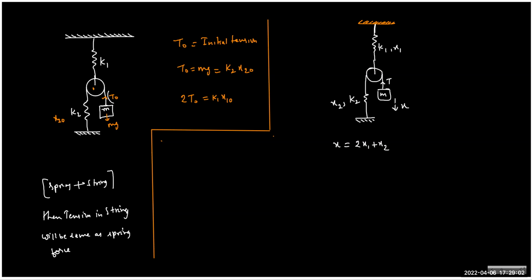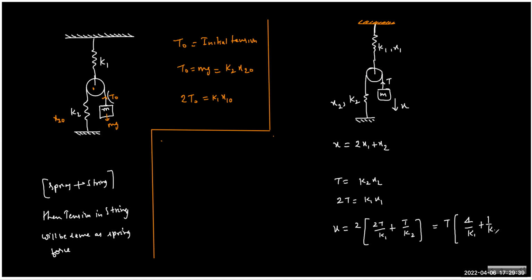Yes, sir. So if this is T, we can write T equals K2 X2 and 2T equals K1 X1, right? Now we can write X equals 2x1 plus x2, where x1 is 2T by K1 and x2 is T by K2. So this is how we get the relation. T we can take common: it is 4 by K1 plus 1 by K2.